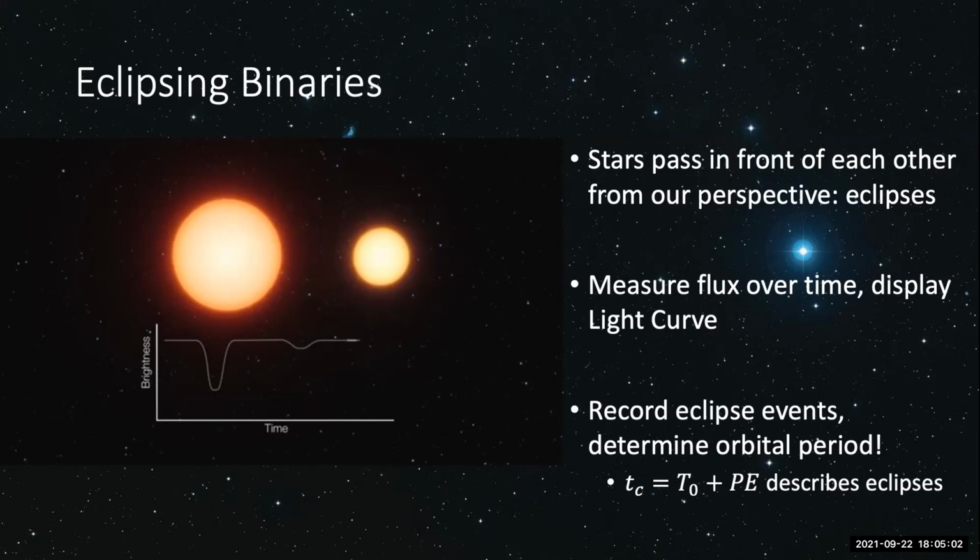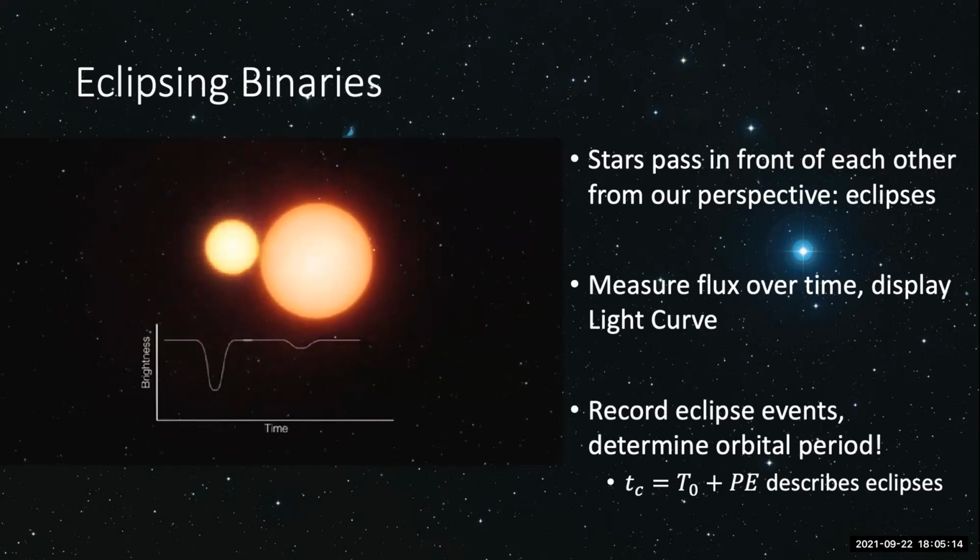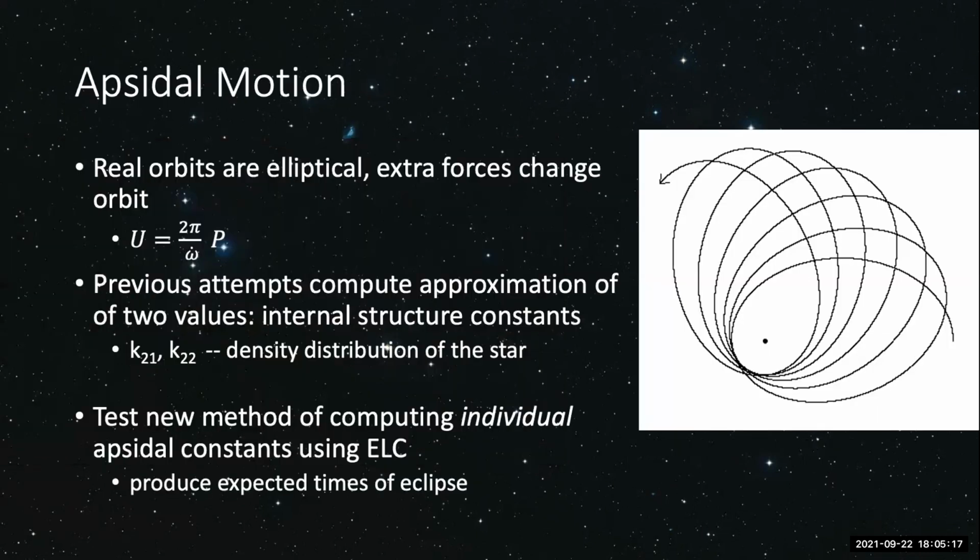So now we've got eclipsing binaries. We can figure out their orbital period. We can set up their orbits. And now we want to investigate the apsidal motion of these systems. So I mentioned earlier that the idealized orbit is circular, but as it turns out, reality has other things in mind. Real orbits are elliptical, which is kind of like a squished circle. And it's not just gravity that's contributing to the forces in this orbit. There's extra things that come from tidal forces.